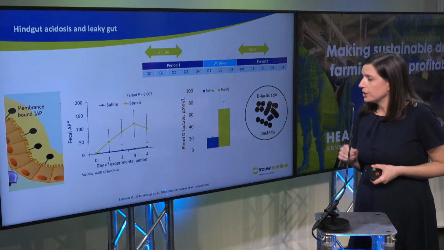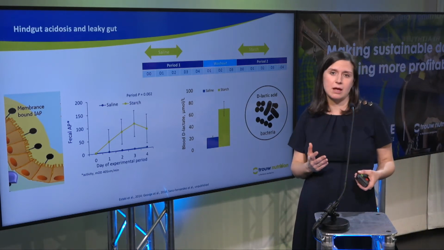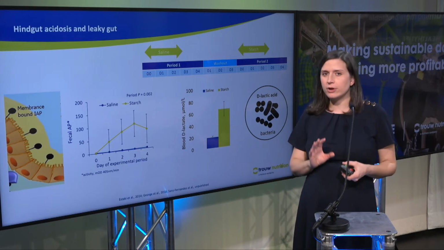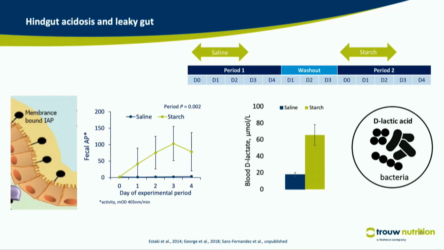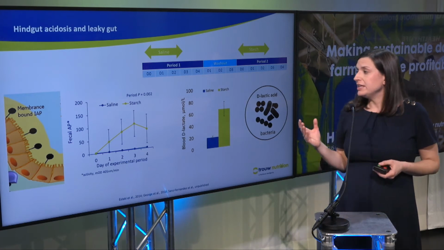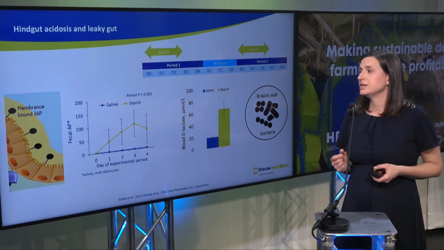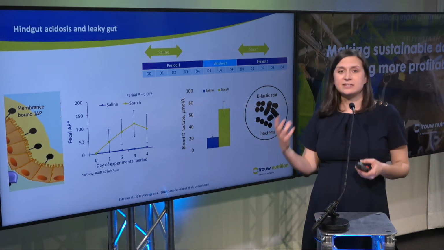We also measured blood D-lactate. D-lactate is the result of bacterial metabolism. So mammalian cells produce very little D-lactate and metabolize very little D-lactate. And the fact that we are seeing it in blood represents 2 things. First of all, that there was increased proliferation in the hindgut. And second, that this D-lactate was actually leaking from the lumen of the intestine to the blood. So indeed, it seems like when we have hindgut acidosis, we are able to induce this leaky gut, and we are able to see systemic effects after it.